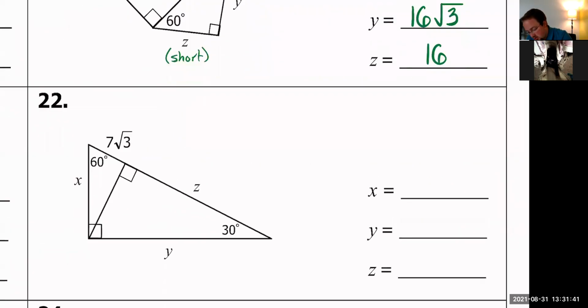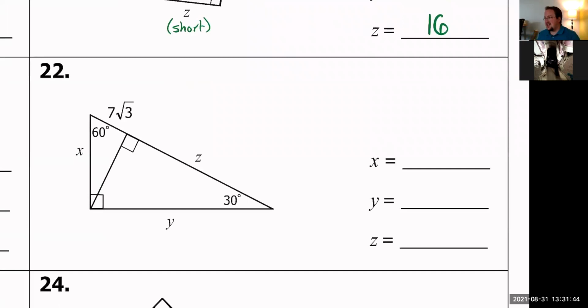Jumping down to number 22. This one's a sneaky one. It's kind of mean because there are technically 3 30, 60, 90 right triangles in there. So bear with me. I'm going to trace them here on the screen. We have the itty bitty one, 30, 60, 90. We have this medium size one, which is a 30, 60, 90. And if you take a step back, this big one, which encompasses the other two, is also a 30, 60, 90.